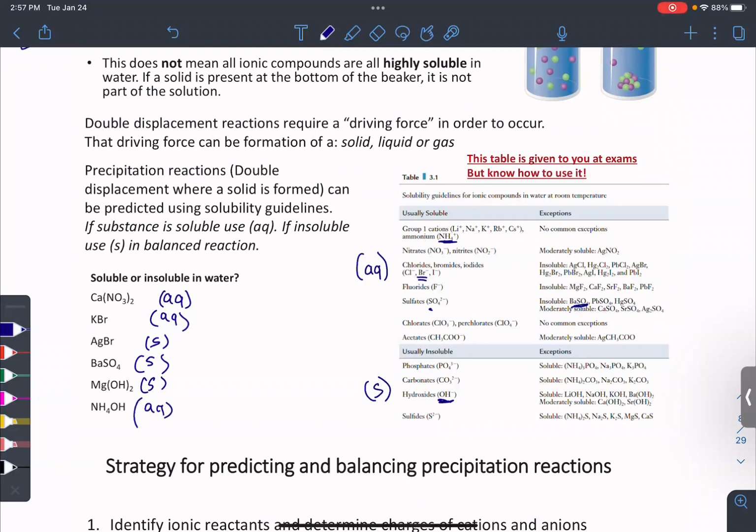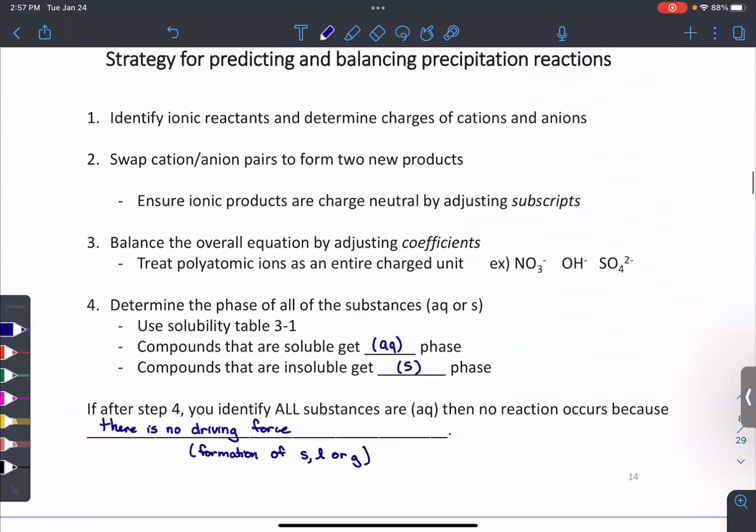All right, so just practice using the table given certain ionic compounds. Identify the cation and anion, do check for those exceptions. Okay, so now how do we balance a precipitation reaction or double displacement reaction? It's all about identifying the ions, their charges, and forming neutral products, all right?